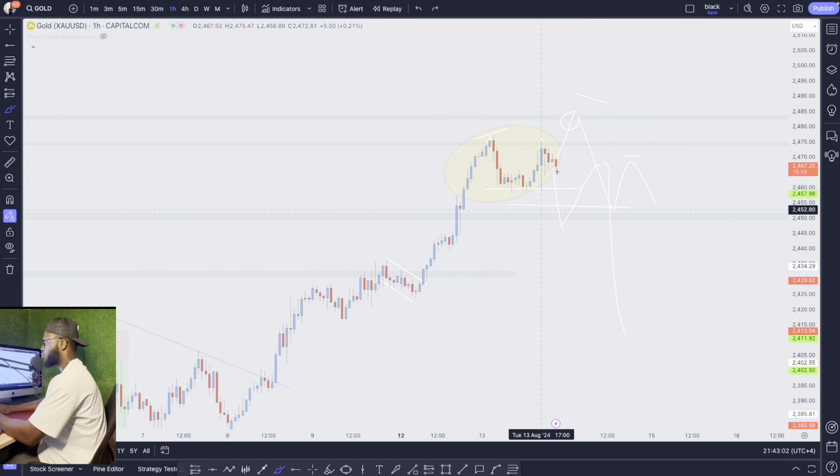It's still not clear whether price is going to go to the upside or to the downside. So I'm just going to give it time to shape up so that we see what price is going to do. These are the few setups that I'm currently looking at. So that is it for the market outlook.